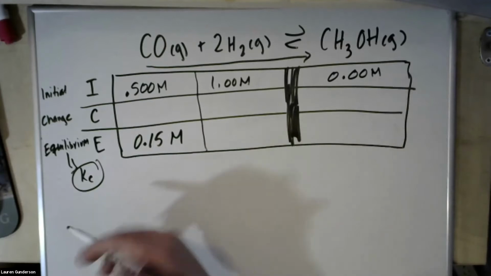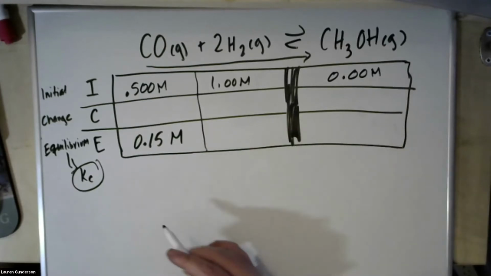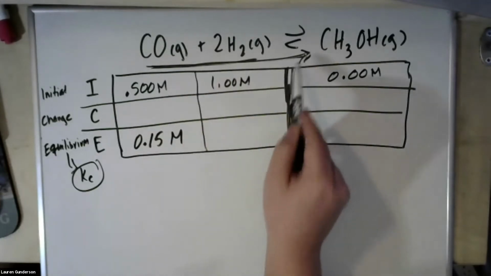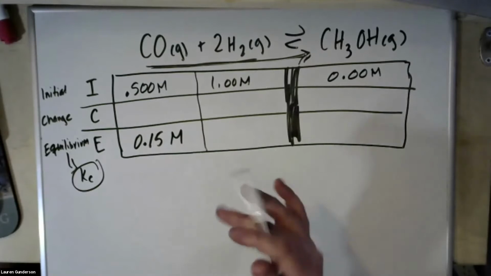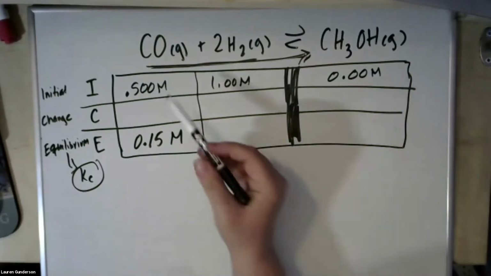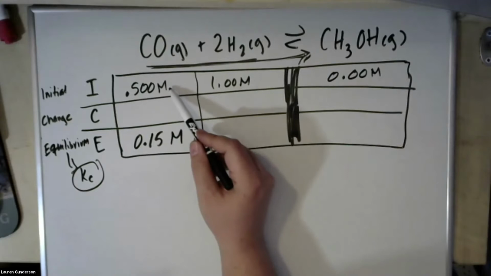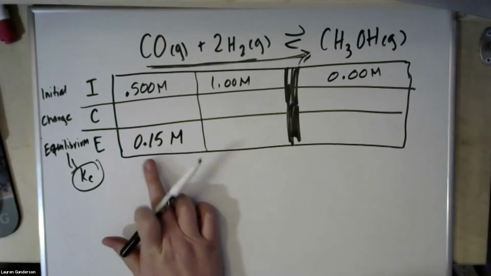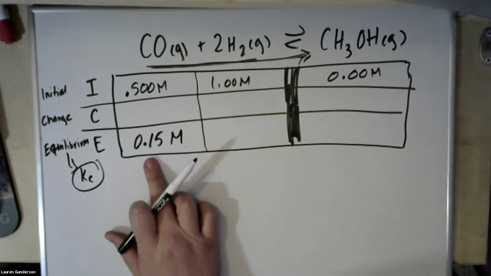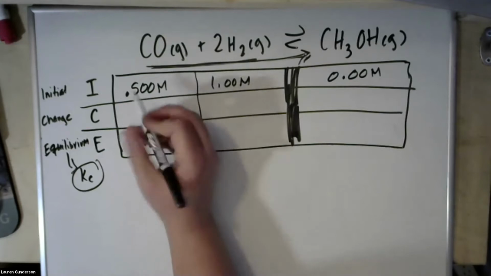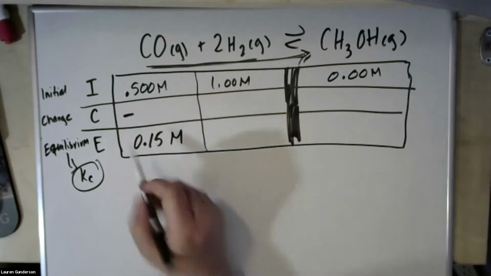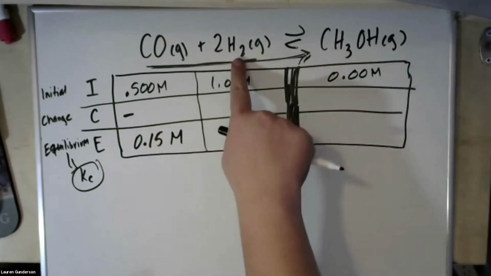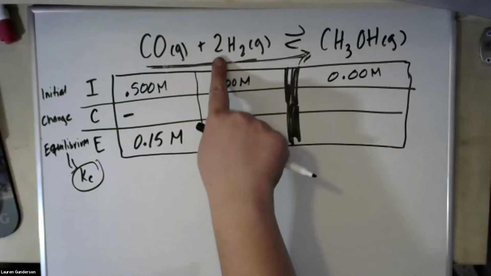You decide whether the X values are going to be positive or negative based on whether they're on the reactant side of this arrow that you drew or the product side. Or if you want to think about it like this, I started with 0.5 molar CO. I used up a bunch and it decreased to 0.15, right? So the fact that I went from 0.5 to 0.15 means that I decreased my amount, so it gets a negative sign.